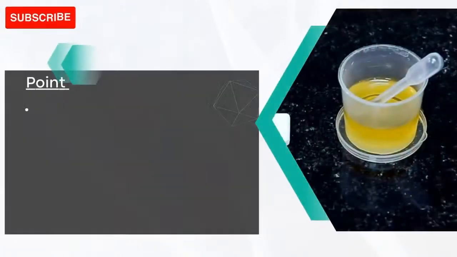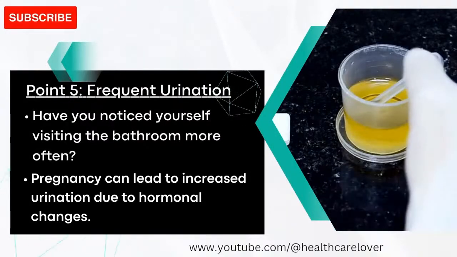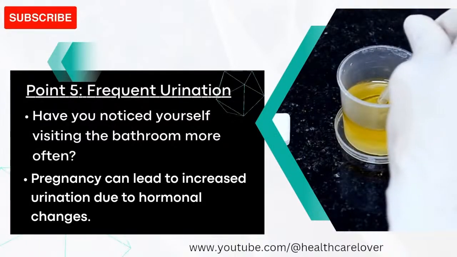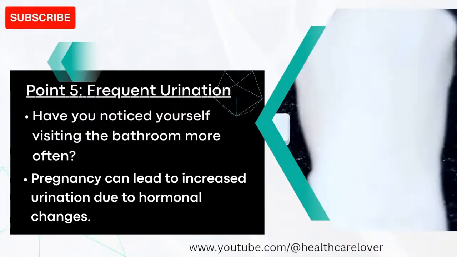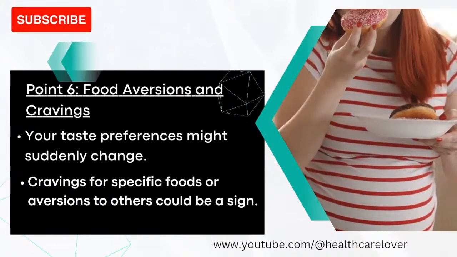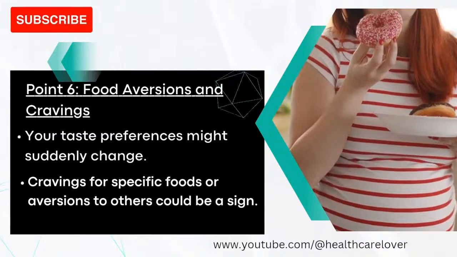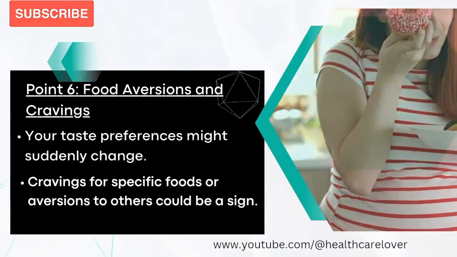Point 5. Frequent urination. Have you noticed yourself visiting the bathroom more often? Pregnancy can lead to increased urination due to hormonal changes. Point 6. Food aversions and cravings. Your taste preferences might suddenly change. Cravings for specific foods or aversions to others could be a sign.